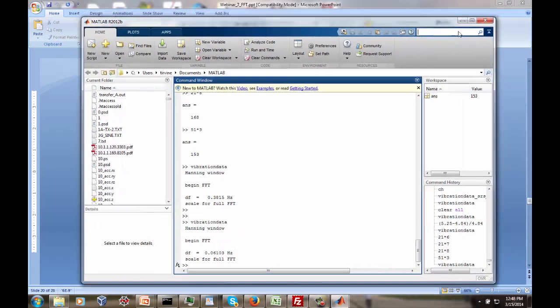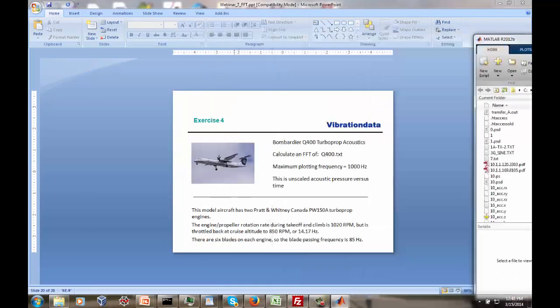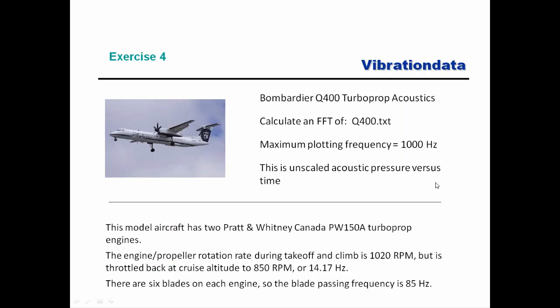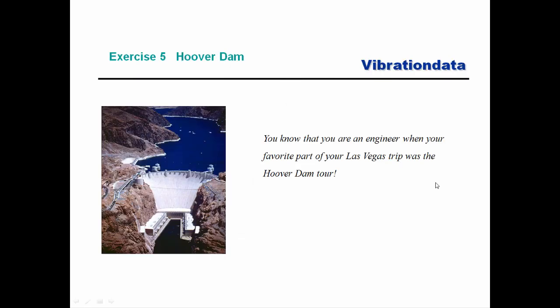Okay, our last data we're going to look at for today is Hoover Dam. And I've got a funny slide. It's kind of funny, but it's also kind of serious too. Let me show that to you.